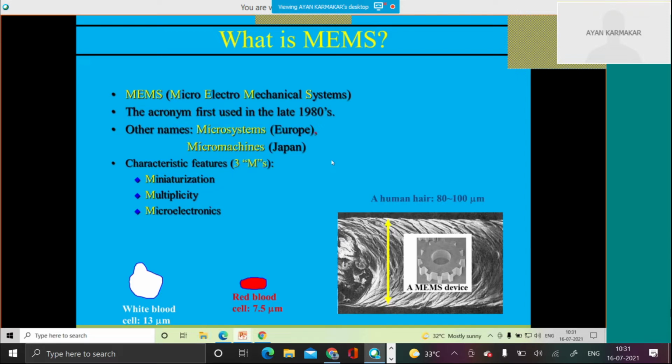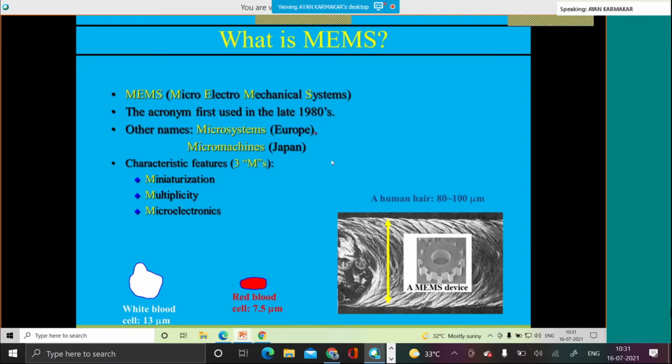Now you can say this particular micro electromechanical system, MEMS, is the acronym for Micro Electromechanical System. In the 1980s this acronym was first coined, and in different countries it is named differently. I think my earlier speaker, Dr. Jasprit, has already explained all these things beautifully in yesterday's session. And this is nothing but three aims: miniaturization, multiplicity, and finally microelectronics.